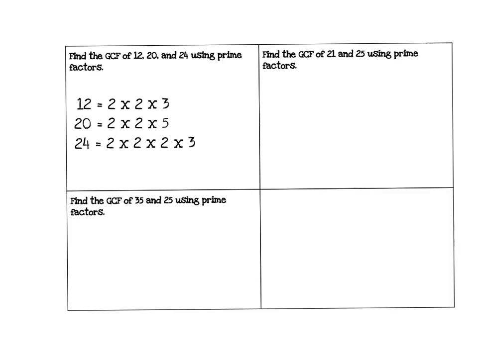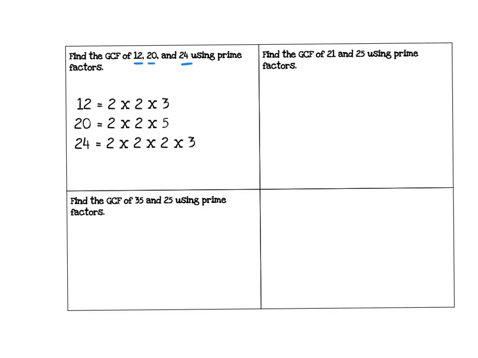So in the first box, if we want to get the greatest common factor of 12, 20, and 24 using prime factors, so now I have 3 numbers, you're going to follow the same process. You need to make a factor tree for each of those 3 numbers to get your prime factors. Okay, now I already did that, so I could show you this example a little bit quicker. So I have my prime factors listed here.